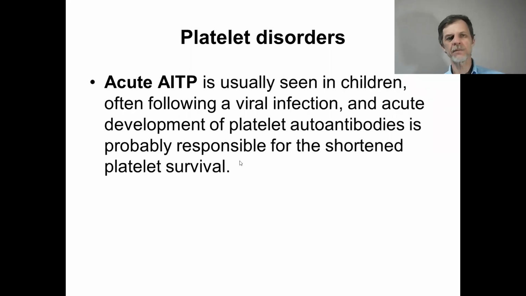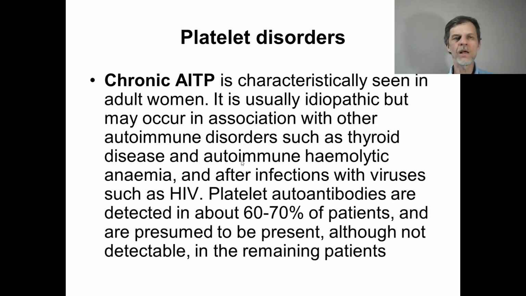Now, two clinical syndromes. Acute AITP, autoimmune idiopathic thrombocytopenic purpura, is usually seen in children, often following viral infection, with acute development of platelet autoantibodies, probably responsible for the shortened platelet survival. Acute starts fast and then disappears. Again, nobody knows why. Children usually recover completely, even sometimes without treatment.